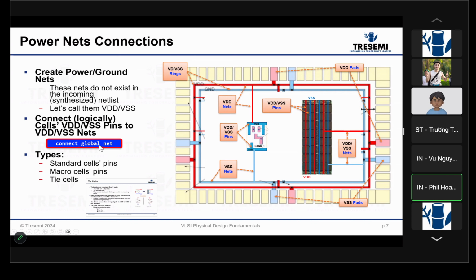Oops, sorry. Before you move on, may I ask a question? Yes, I think it's helpful for the students. Will you explain why the power and ground pads were placed where they are?